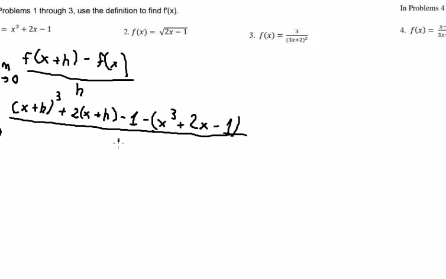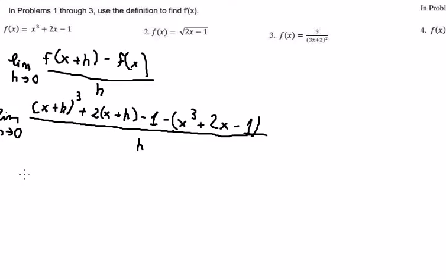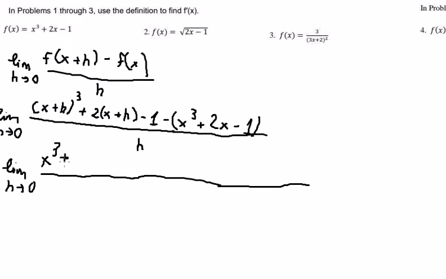So we need to simplify this one. This one you got about s to the power of 3 plus 3s squared h plus 3h squared s plus h to the power of 3 plus 2s plus 2h minus 1.